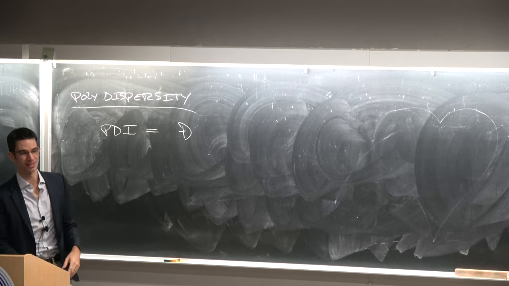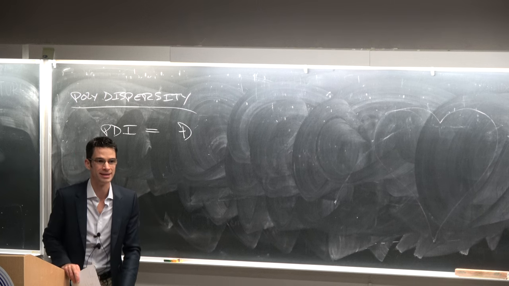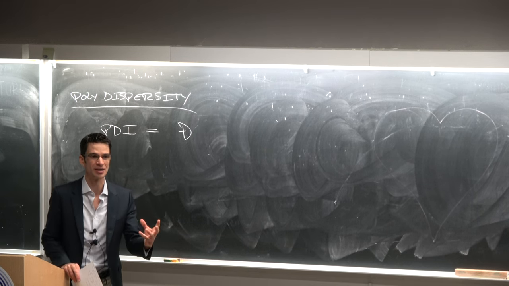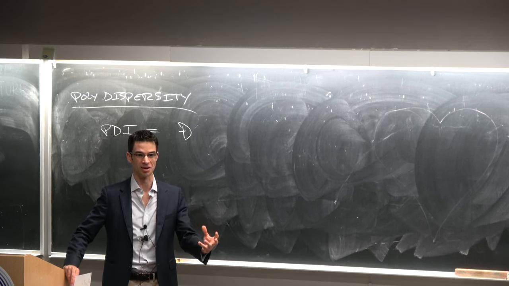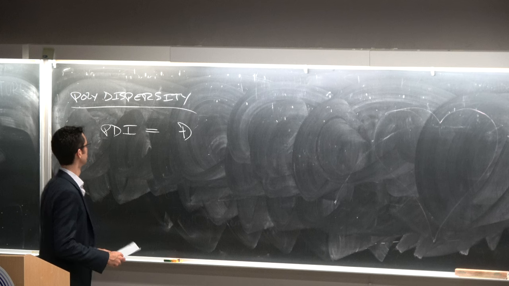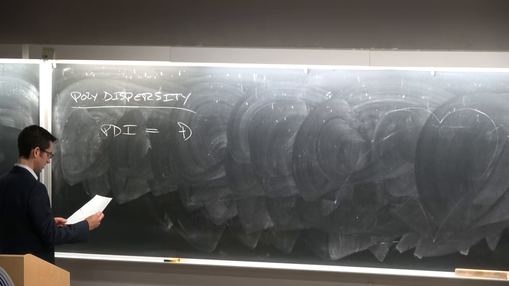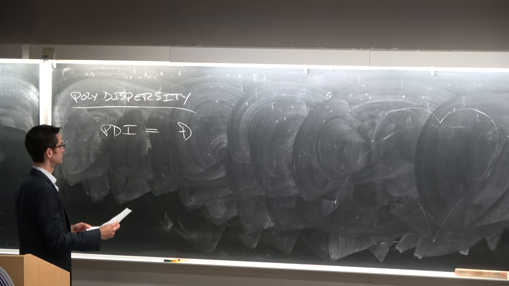Because if you have a polydispersity of one, then all the molecules have the same mass, the same size, that it's not polydisperse at all. It's like saying one people. Which I guess you have in, probably somewhere in the Constitution, I don't know.